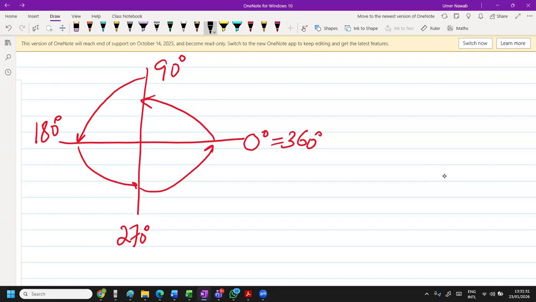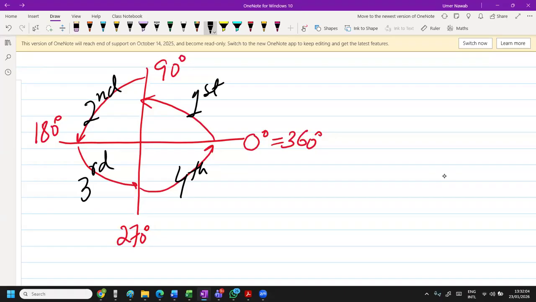From 0 to 90, this is my first quadrant. From 90 to 180, this is my second quadrant. From 180 to 270, this is my third quadrant. And from 270 to 360 is my fourth quadrant. Your coordinate plane is divided into four equal parts. That's why we use the word quadrant.